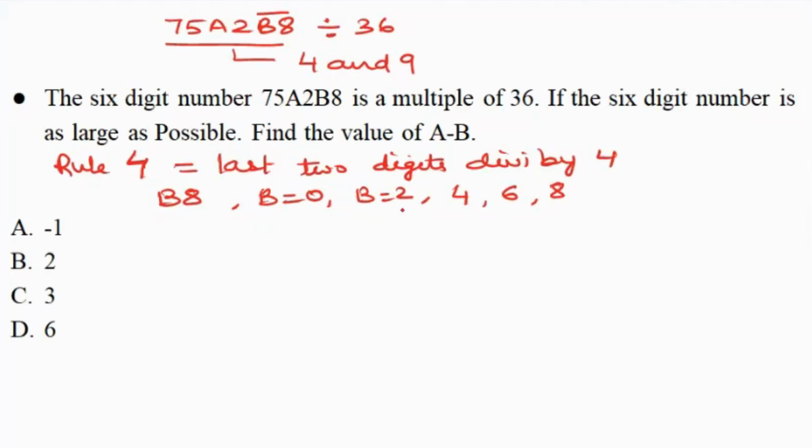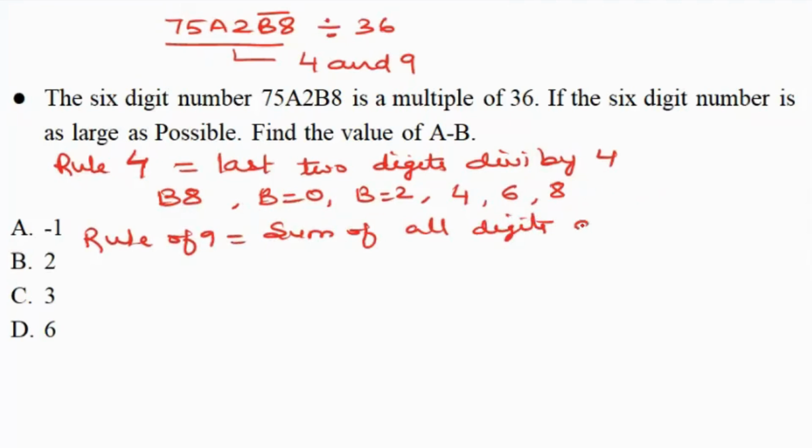Okay, so we have 1, 2, 3, 4, 5 values of B. We are not supposed to take all the values, but we will see which value will work with the value of A, then we can find that. Now, when we are talking about the rule of 9, what is the rule of 9? The sum of all the digits should be divisible by 9.